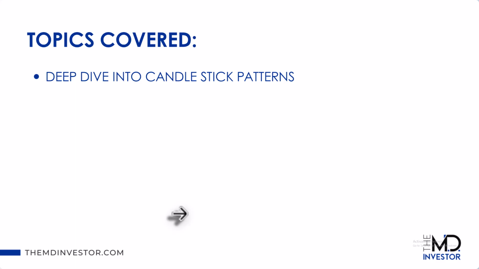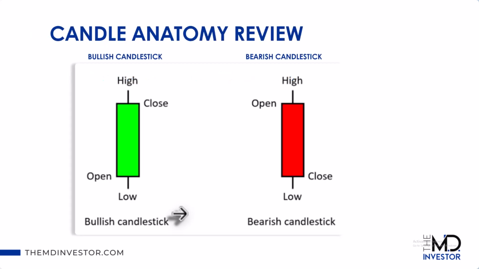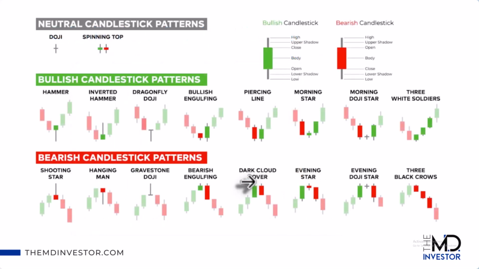The topic we're going to cover today is a deeper dive into candlestick patterns. Reviewing candlestick anatomy from before, remember, bullish candles are candles that open on a lower basis and close on a higher basis. The only difference between that and a bearish candle is that a bearish candle opens on a higher basis and closes on a lower basis. The rest of the anatomy is exactly the same.